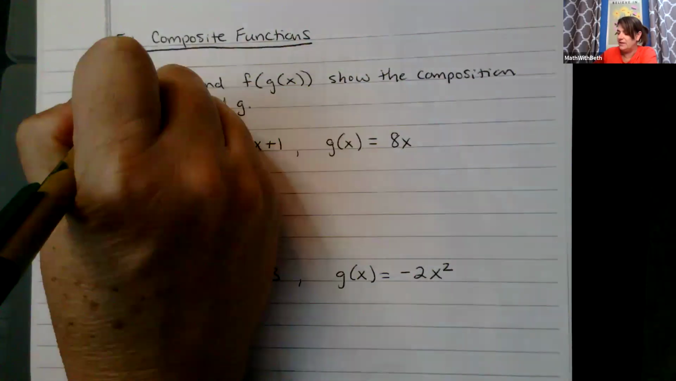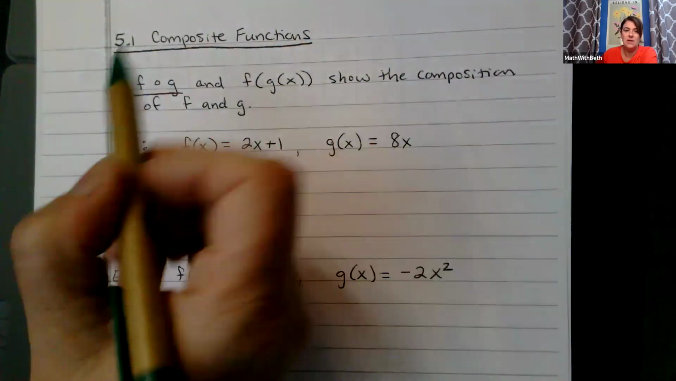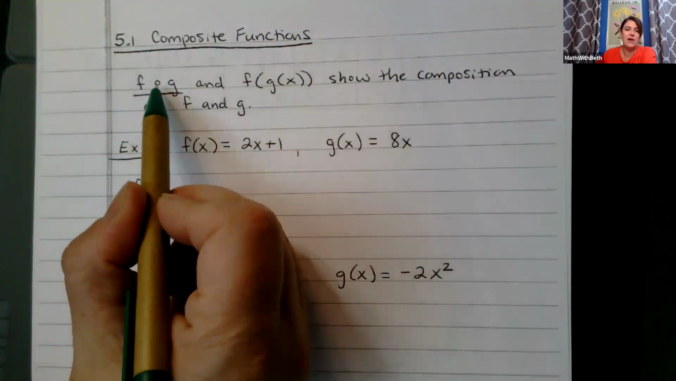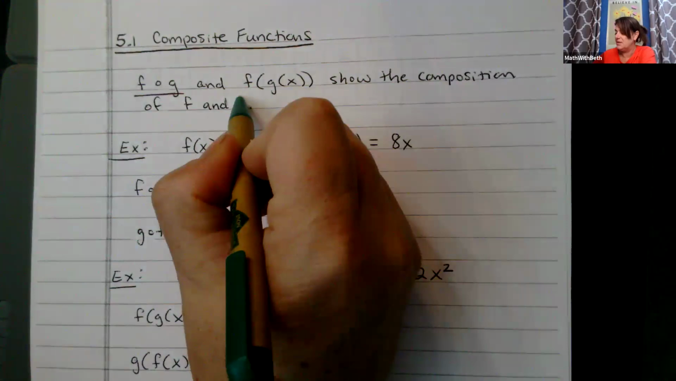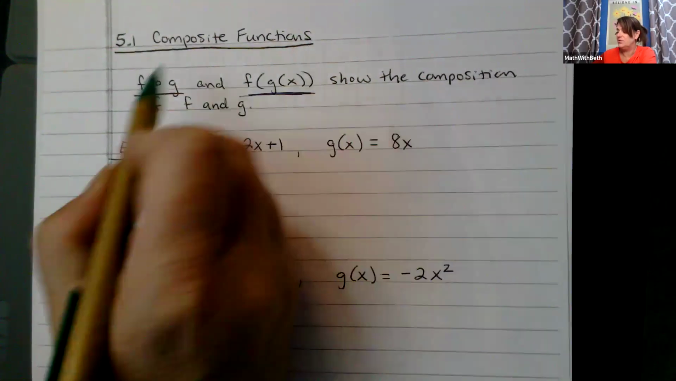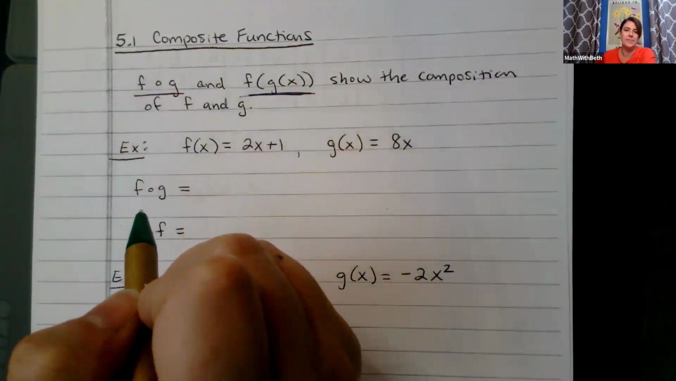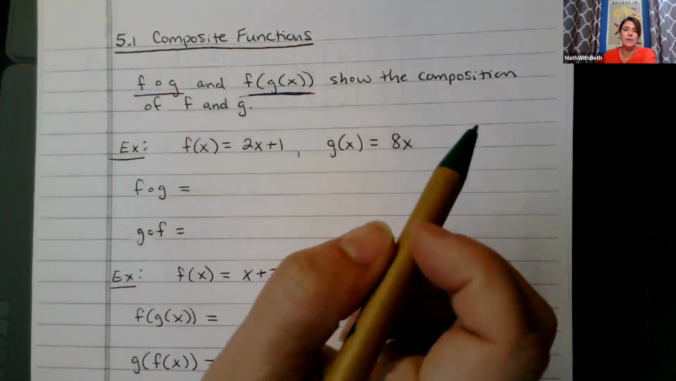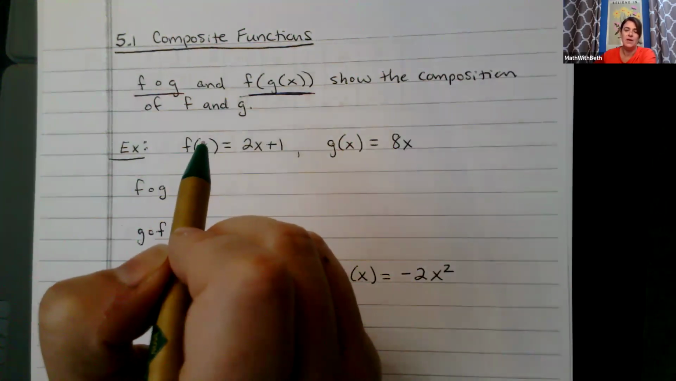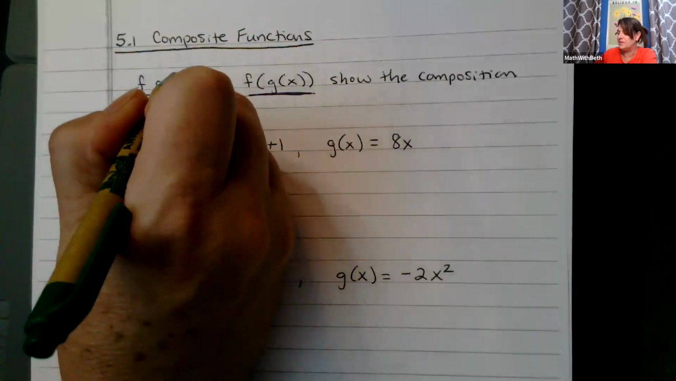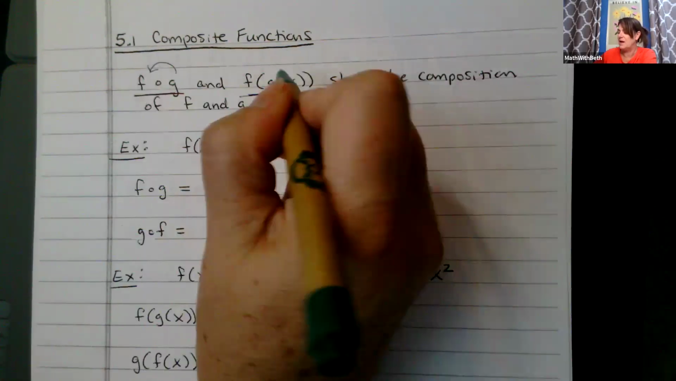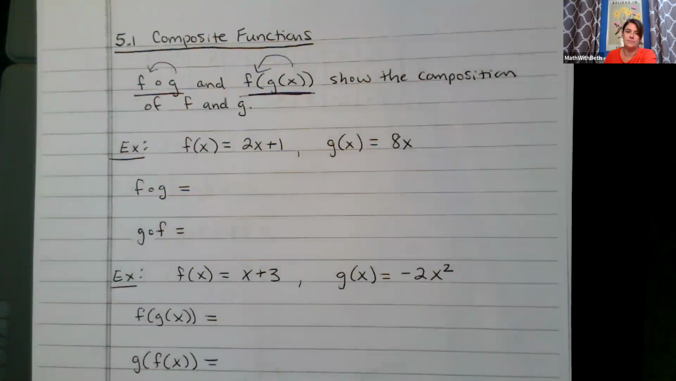So one way to write it is with this little circle. The way you would say this is f of g, and this means the exact same thing. So these are two different ways to mean the same thing. They basically mean you're going to do the composition of f and g. The way it's written, you're always putting the second function inside the first.